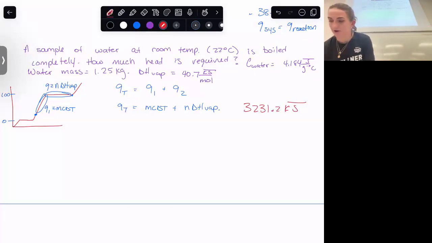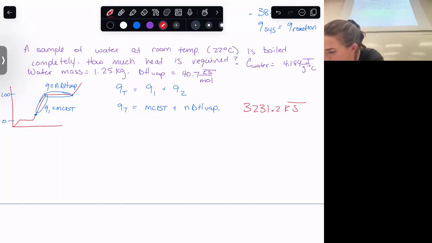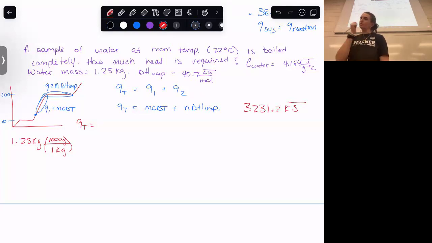So how we go about solving this one: our Q total is going to be Q1 plus Q2, which we said was MC delta T plus N delta H vaporization. I gave you this one specifically because nothing is in the same units. So for MC delta T, we have to first convert 1,250 grams to kilograms. 1,000 grams is equal to 1 kilogram.